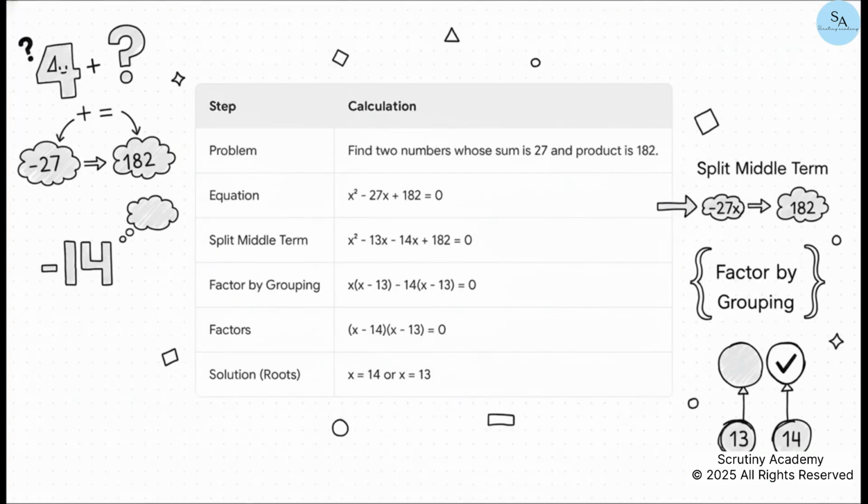Let's look really close at this, especially that key step, splitting the middle term. Our goal is to find two numbers that, 1, add up to the middle term, -27, and 2, multiply to get the last number, 182. In this case, those magic numbers are -13 and -14. So, by rewriting -27x as -13x minus 14x, we can then group them up and factor it out. It's a really neat trick that just simplifies the whole problem and shows us our two solutions, 13 and 14.